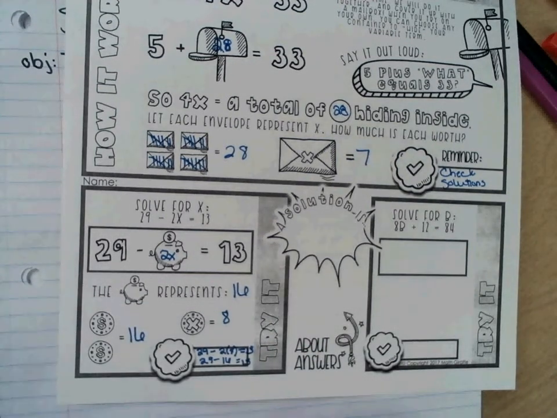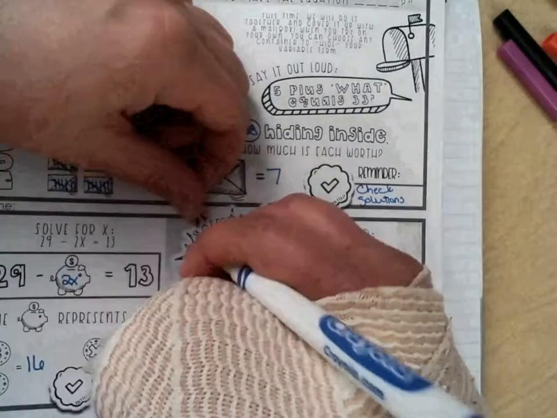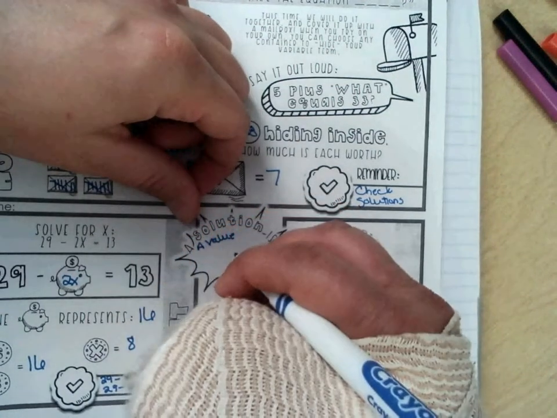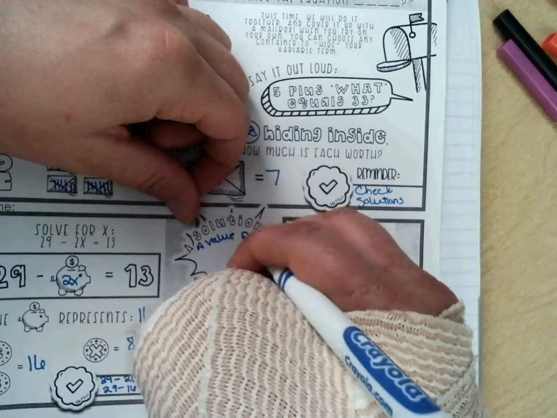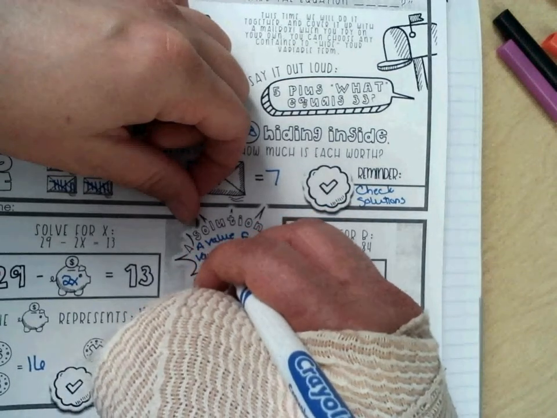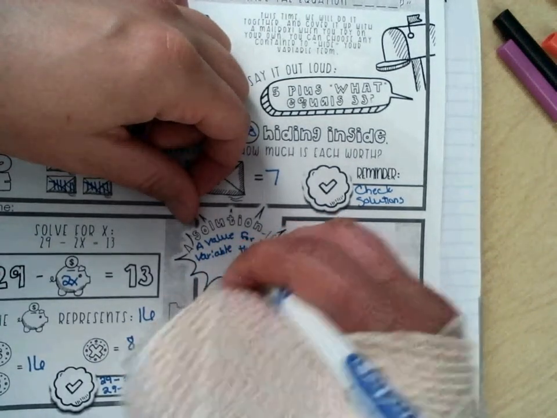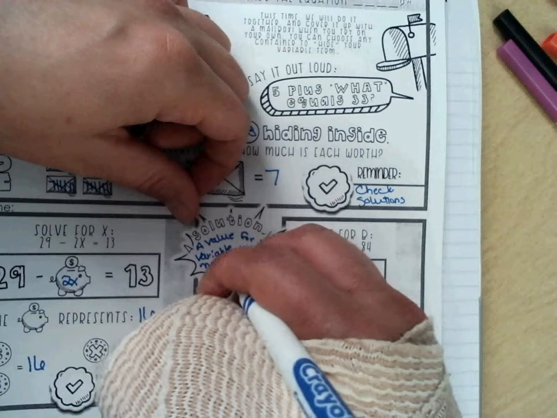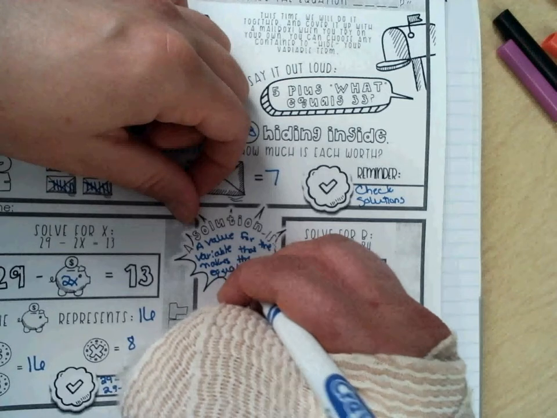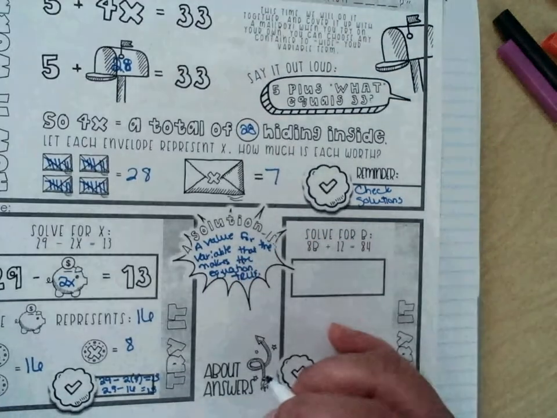Okay? So now, a solution is a value for the variable that makes the equation true. Okay? Has to make it true.